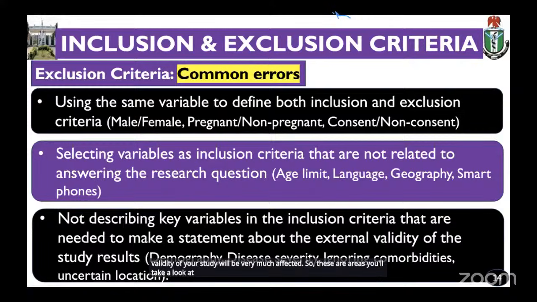Another error is not describing key variables in the inclusion criteria that are needed to make a statement about the external validity of the study results, like demography, disease severity, ignoring comorbidities.